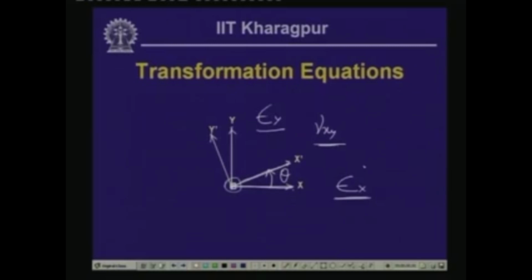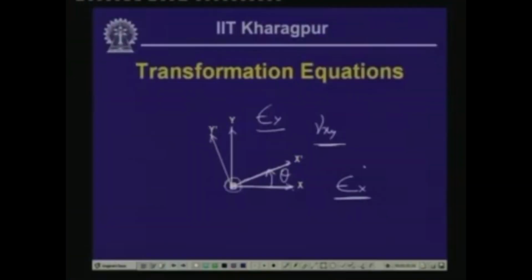Through the transformation equation, we try to evaluate the strain at that particular point with reference to a different axis system, which are x dashed, y dashed in this particular case. So, the purpose of the transformation equations is to evaluate the strain at different orientations with reference to the rectangular axis system x and y.